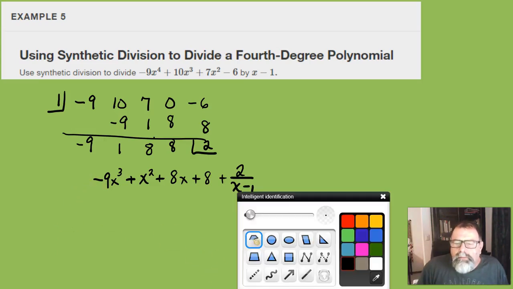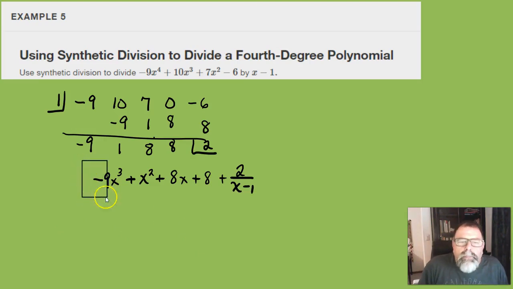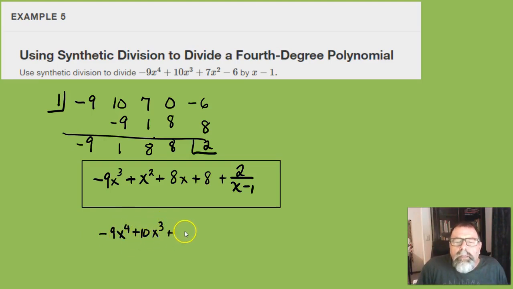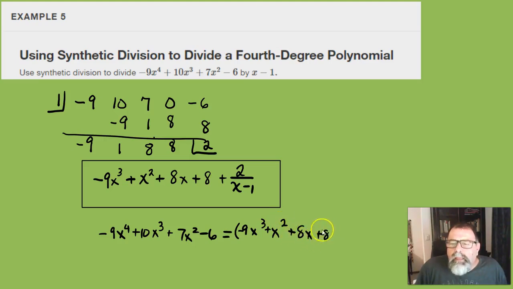Okay, so that's our quotient plus the remainder of 2. And again, if I want to check using the division algorithm, I'm going to say negative 9x to the 4th plus 10x cubed plus 7x squared minus 6 is equal to the 9x cubed plus x, negative 9, plus 8x plus 8, and then times, I messed up.